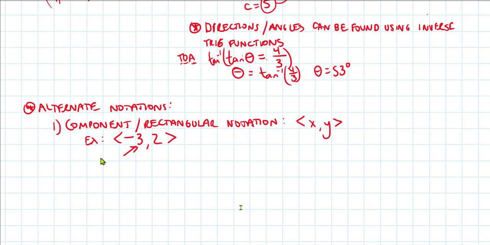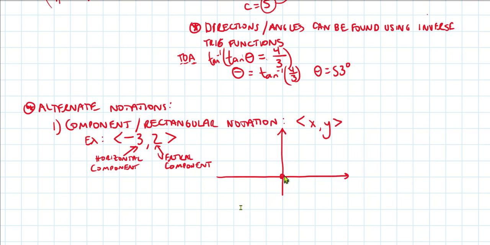That negative 3 would be the horizontal component. That 2 would be the vertical component. And when I say component, basically all I mean is how we would travel from the tail to the head. This notation tells us that if we start at the tail, we'd have to go 3 left. That's the negative 3. And then we would have to go 2 up. That's the 2. So if we look at this on the xy coordinate plane like we were doing before, again, I will put the tail of a vector at the origin. It's an easy place to put it.